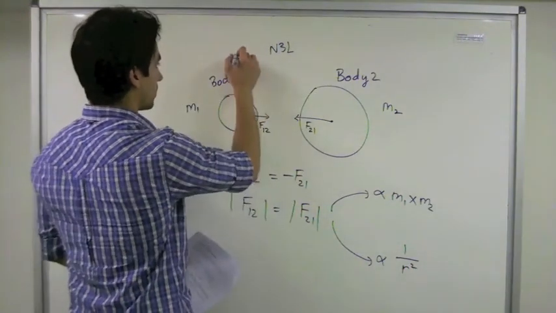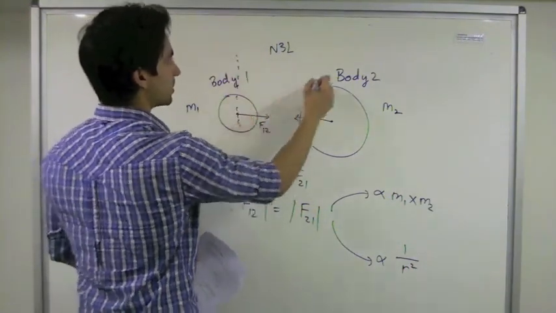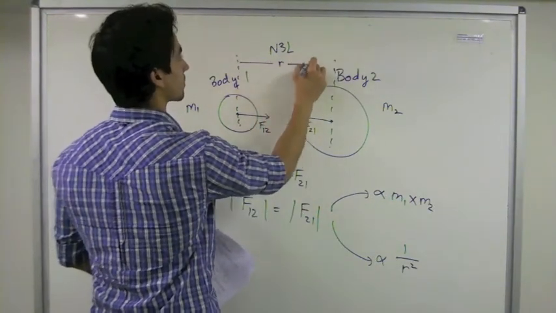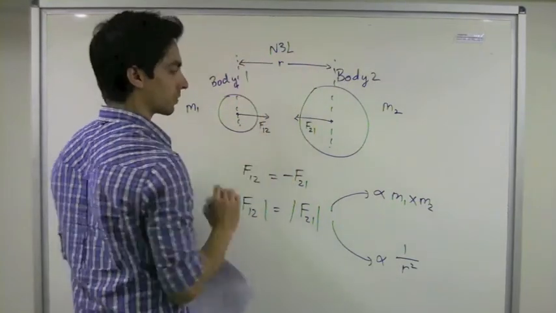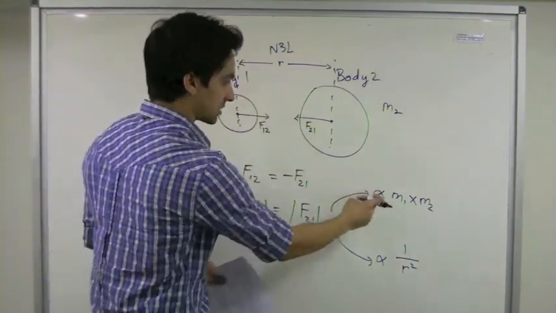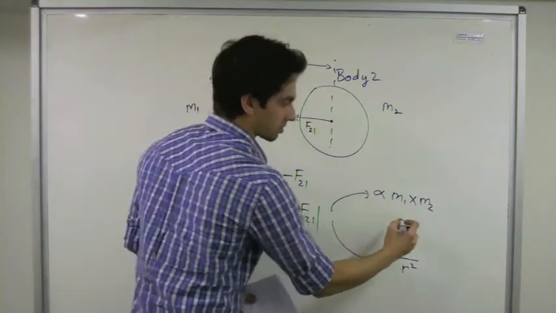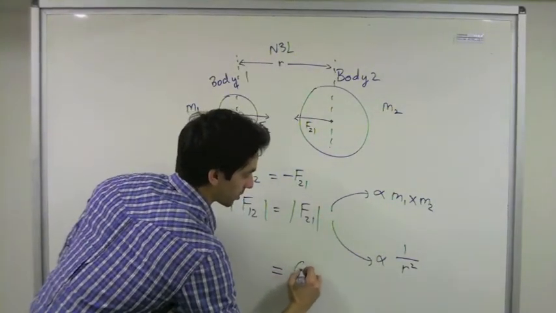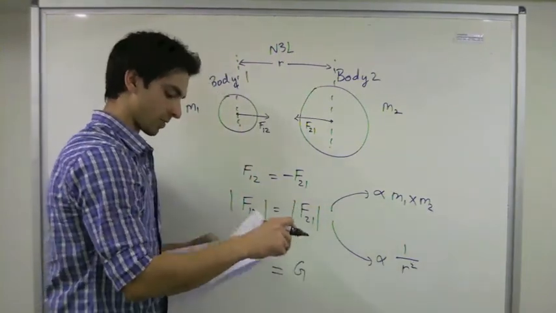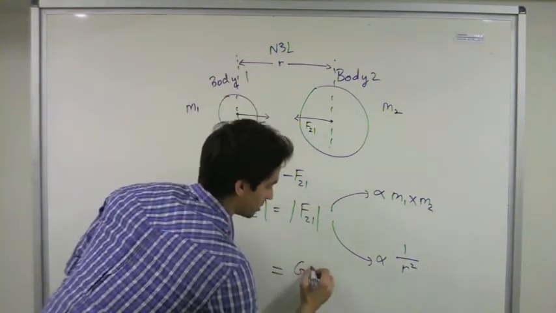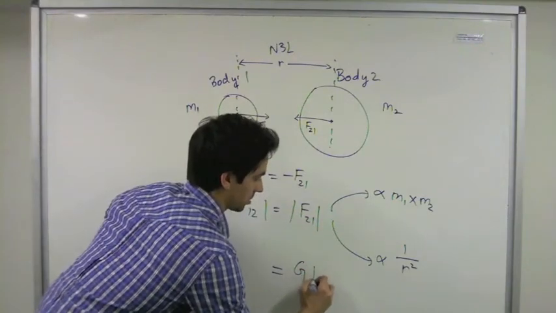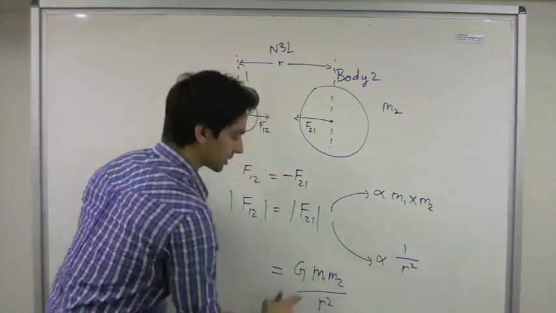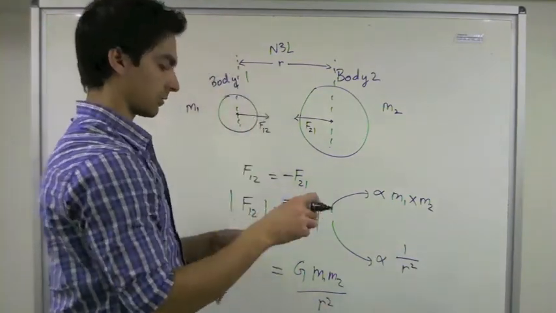Now, when I say distance between them, I mean the distance between the center of these masses. And this proportionality sign is replaced with a gravitational constant. So this here is the universal gravitational constant, capital G. F equals G m1 m2 over r squared. Okay, so that's the magnitude of the gravitational force.